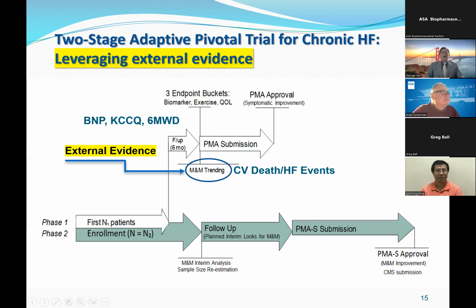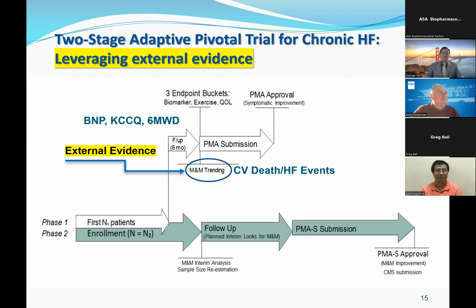Yeah, so as Bram already illustrated, we have a device breakthrough program and a two-stage seamless design, building in some adaptive feature with the interim analysis at 6 months, for all the patients enrolled reaching 6 months in the initial sample size. The reason for doing that is that oftentimes a device company cannot commit a large capital upfront. A drug trial might have 2,000 or 5,000 patients, but for a device trial we're typically looking at most 800 up to 1,000 patients.